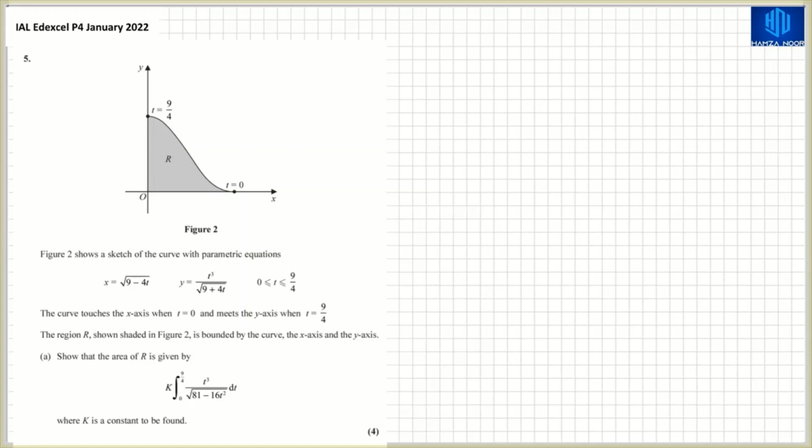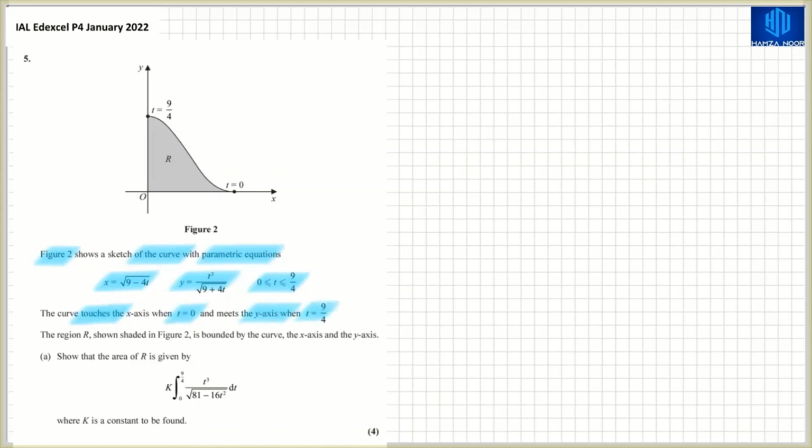Question number 5 of the International A-Level Edexcel P4 January 2022 paper. It says that Figure 2 shows a sketch of the curve with parametric equations x equals the square root of 9 minus 4t and y equals t cubed divided by the square root of 9 plus 4t, where t is greater than or equal to 0 and less than or equal to 9 over 4. The curve touches the x-axis when t equals 0, and meets the y-axis when t equals 9 over 4.